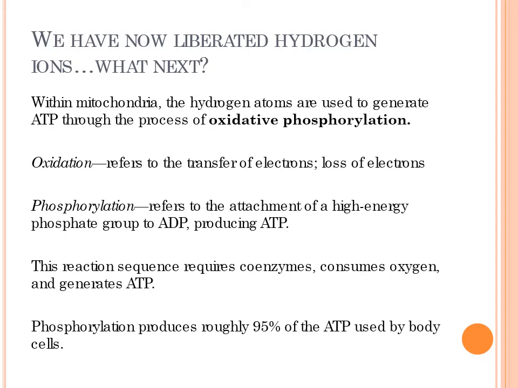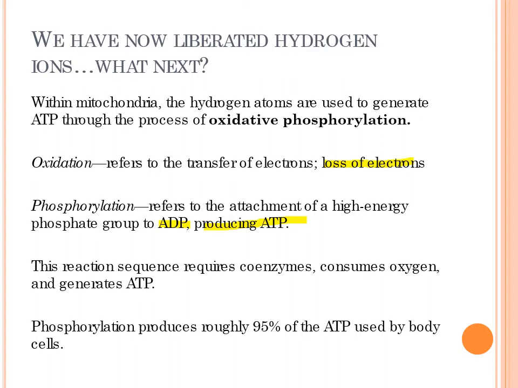So now we've liberated those hydrogen ions from the pyruvic acid in the Krebs cycle. So they need to go through a process called oxidative phosphorylation. Oxidation is the transfer of electrons, the loss of electrons, which we talked about before. And phosphorylation is the attachment of a high energy phosphate group to an ADP to produce an ATP.